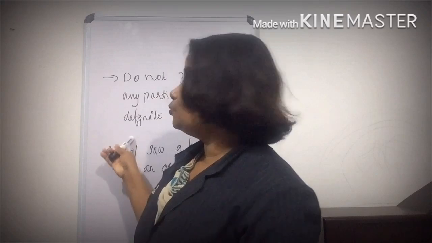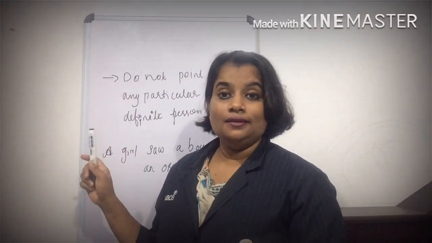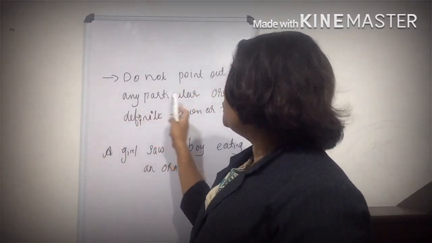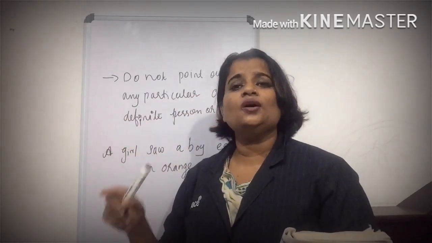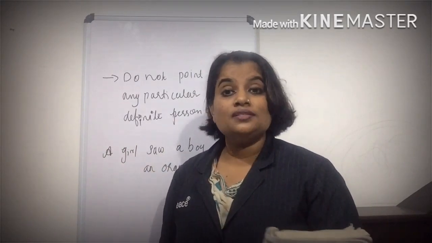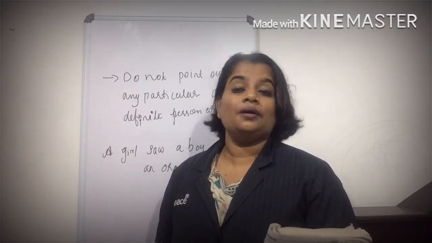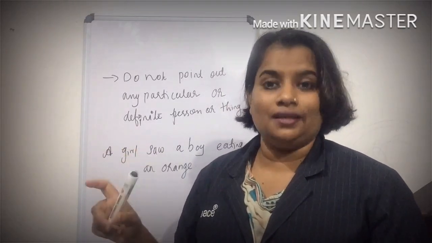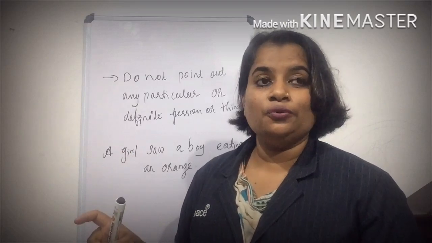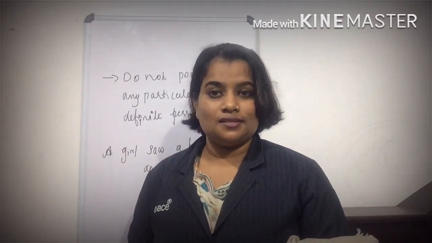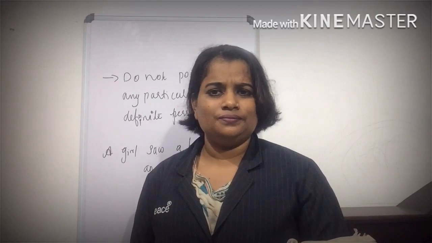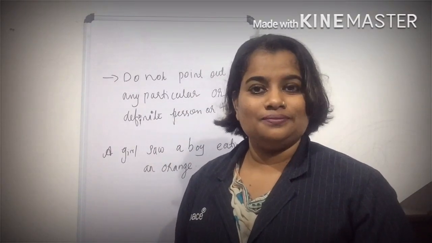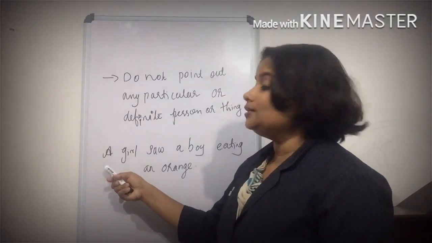This is our last rule. A and an, the indefinite articles, do not point out any particular or definite person or thing. They never say anything about a particular person, place or thing. In the case of the common noun I also discussed: a boy, any boy; a child, any child; a student, any student.